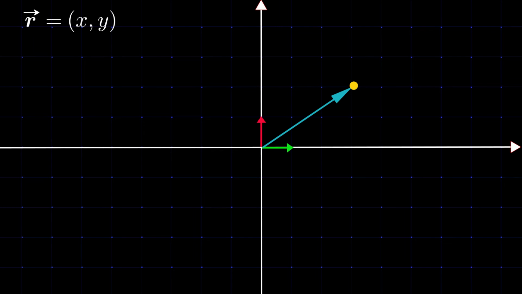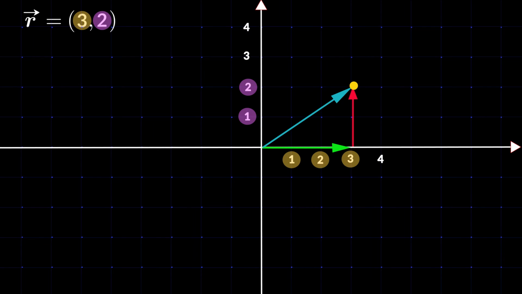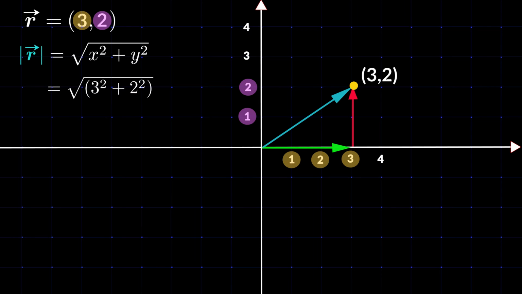Consider, for example, our original arrow. We can describe the position it points to by first counting along the x-axis, which we can see here is 3 units along, and then the y-axis, which is 2 units up. The result is that the vector r points to the position (3, 2). The magnitude of r tells us the displacement from the origin, i.e. how far away this point (3, 2) is from the origin if we moved in a straight line from the origin to that point. In this case, we would use Pythagoras' theorem and find the displacement to be equal to the square root of 13.